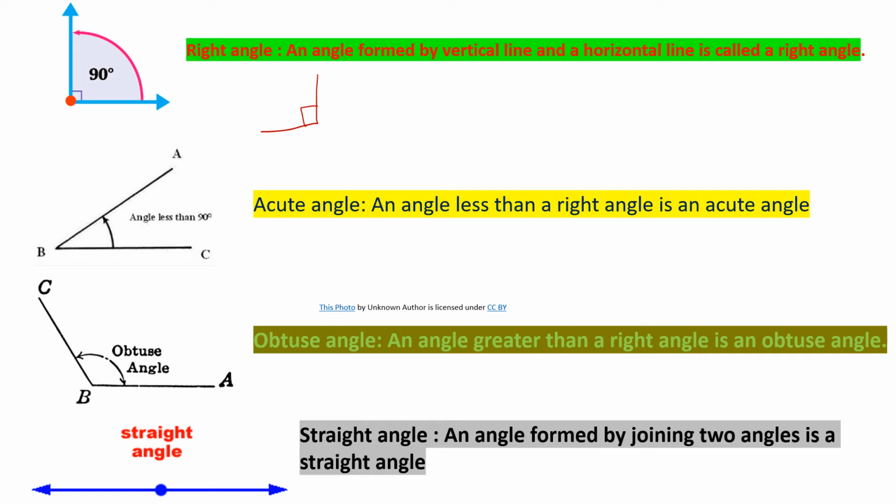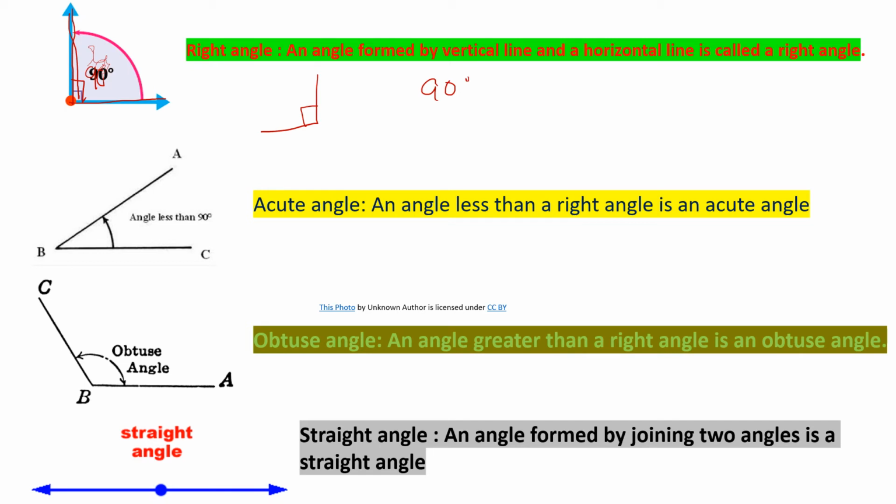An angle formed by a vertical line and a horizontal line is called a right angle. You can see here, this is the horizontal line and this is the vertical line. So the angle is formed and its measure is equal to 90 degrees. The measurement of a right angle is always 90 degrees. Keep it in mind.